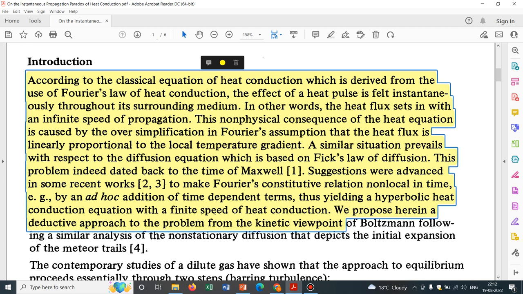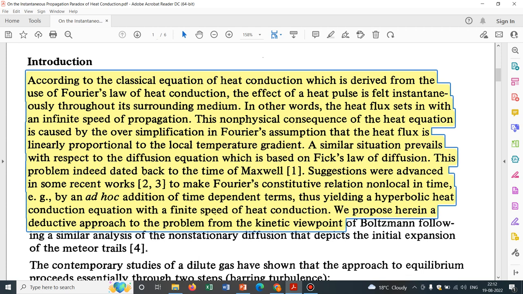So what we need to do is modify the fundamental Fourier's law. Fourier's law should not be linearly proportional to the temperature gradient alone. There should be some time dependent term. I'll show you this particular thing from Wikipedia, because in Wikipedia it is nicely written.